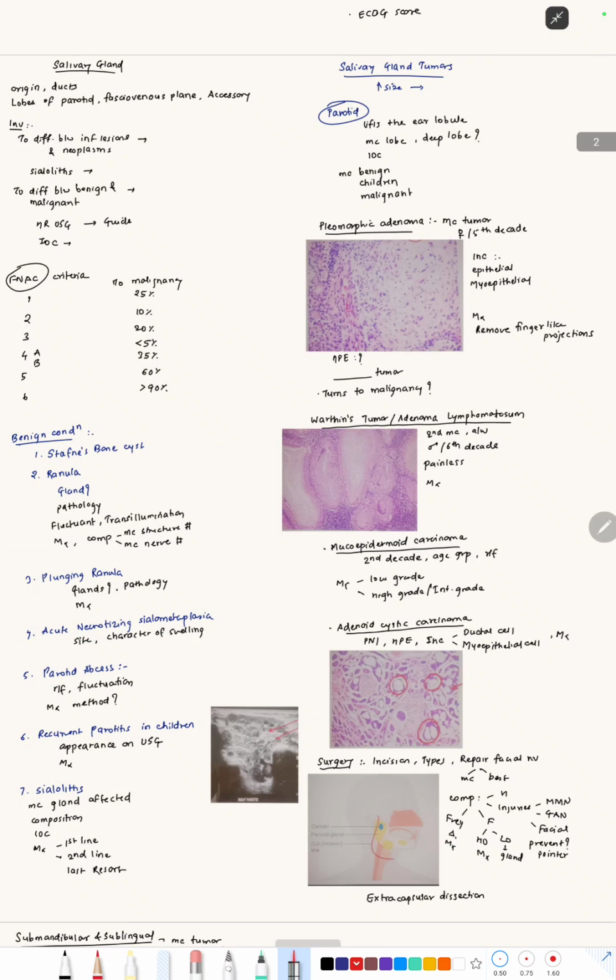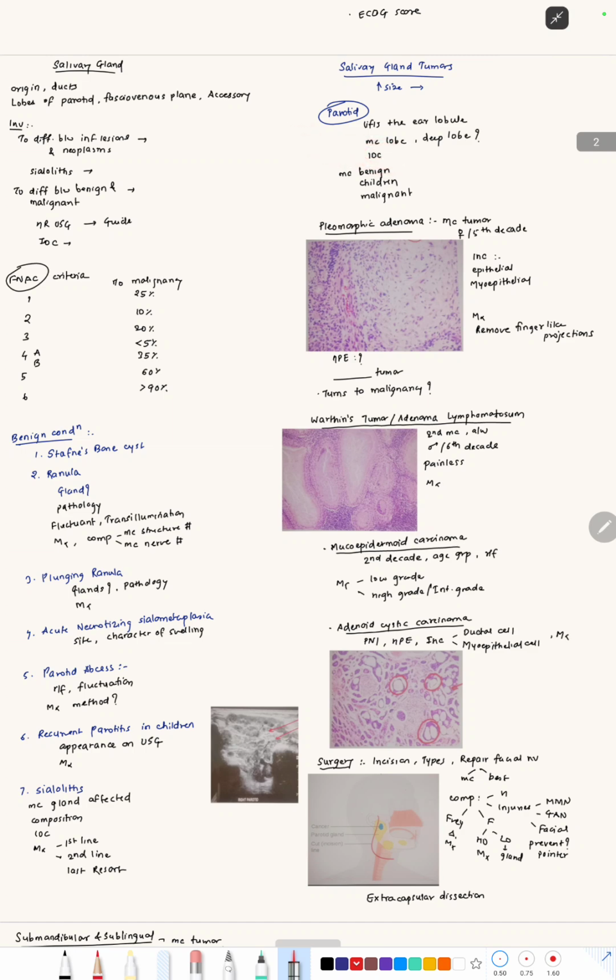Then the most common lobe that is involved is the superficial lobe. How can we assess the involvement of the deep lobe? So deep lobe involvement can be assessed with the help of the tonsillar fossa. We can see the tonsillar pillars have been shifted towards the medial side. So oral examination is important. Investigation of choice for any parotid tumor remains to be the FNAC.